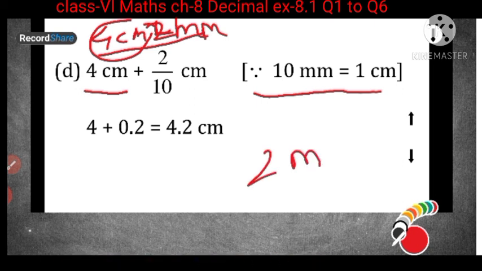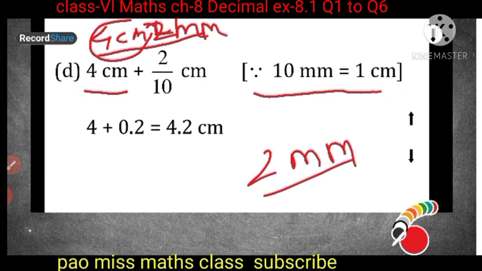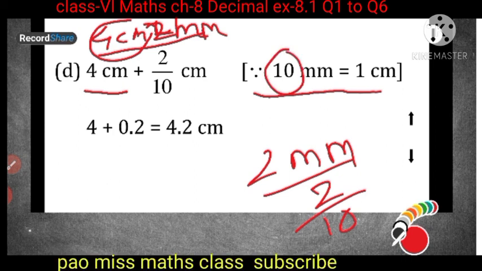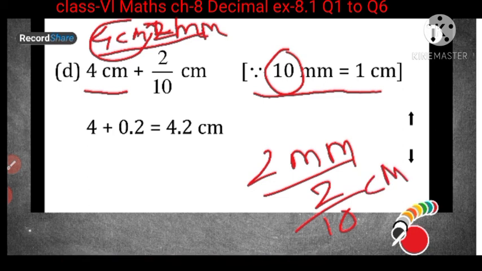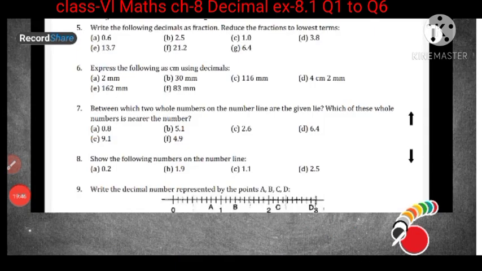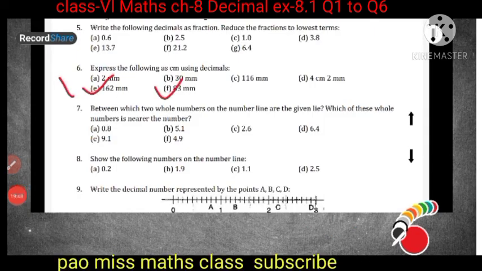2 millimeter will be equal to how much? If you convert to centimeter, it will become 2 upon 10, isn't it? You have to divide by 10, so it is 2 upon 10 centimeter. So how much will you get? 4 plus 0.2, so you will get 4.2 centimeters. So this is the answer for this question. Okay, now come back to the question. The remaining questions E and F I will give as homework. Okay, E and F is your homework.